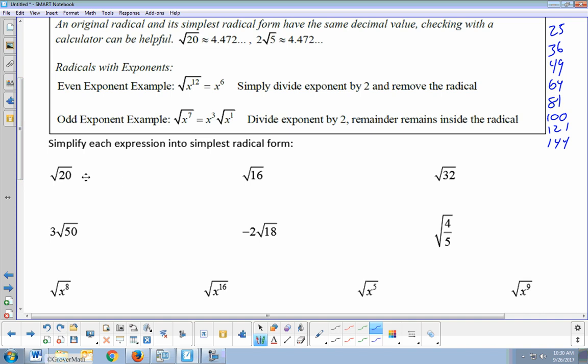So rad 20, we already did. You want to think of that as the square root of 4 times the square root of 5, because when you multiply radicals, you multiply the numbers inside. I like to circle the one that's square and reduce it. The square root of 4 is 2, rad 5.